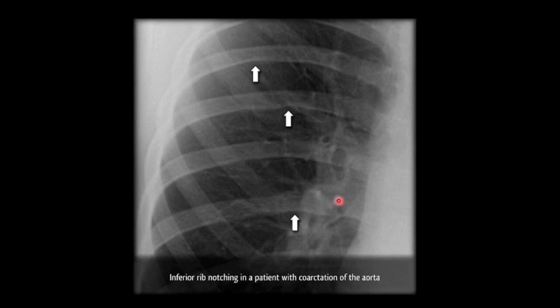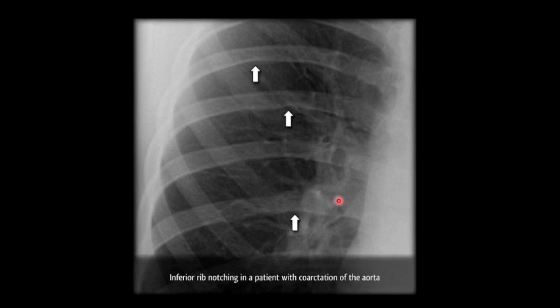So if the arch of aorta is narrowed, what will happen? Blood should be carried to the descending aorta. Since the blood cannot be properly carried to the descending aorta, the blood will be carried via enlarged and tortuous posterior intercostal arteries, since posterior intercostal arteries arise from the descending thoracic aorta. So these posterior intercostal arteries will be enlarged.